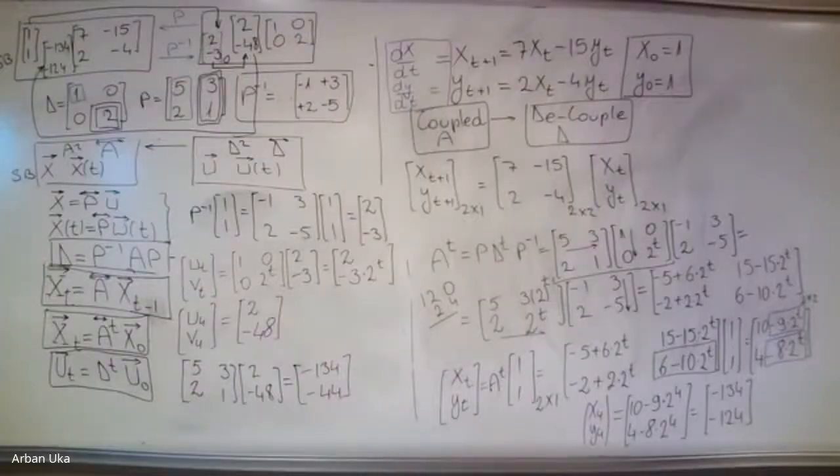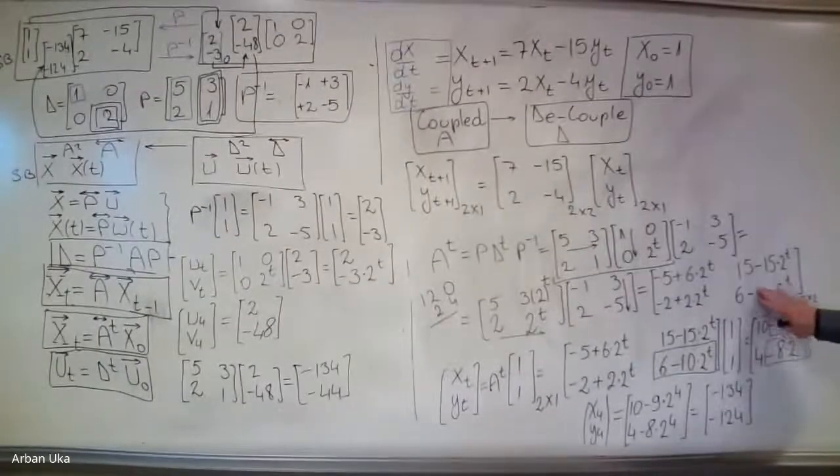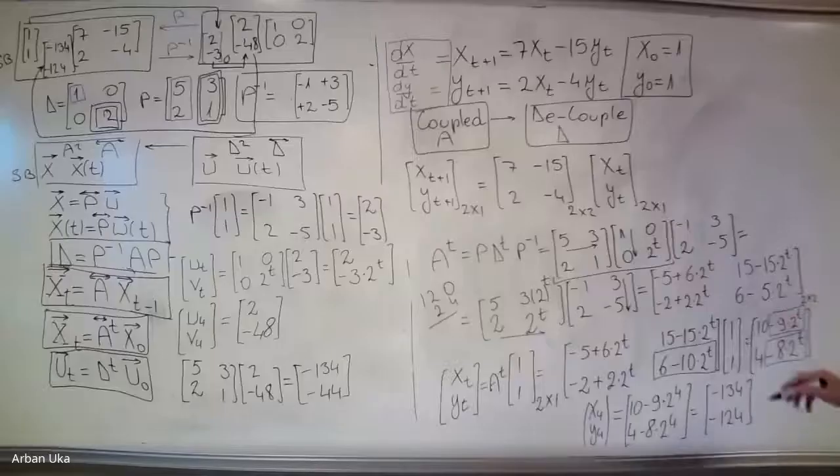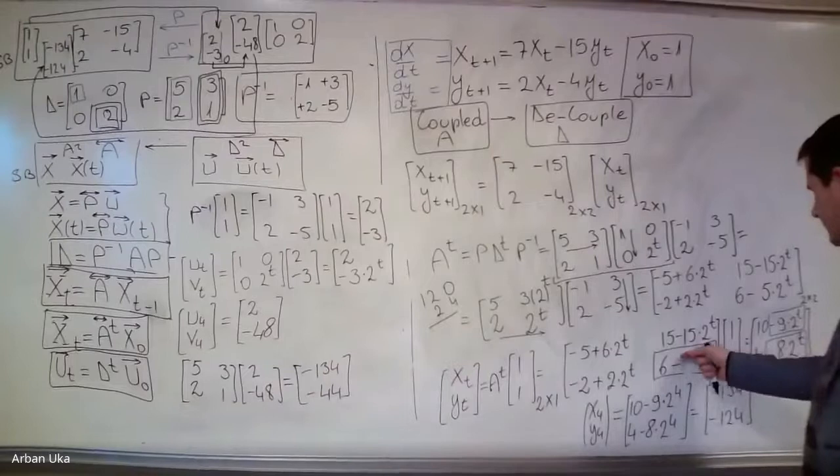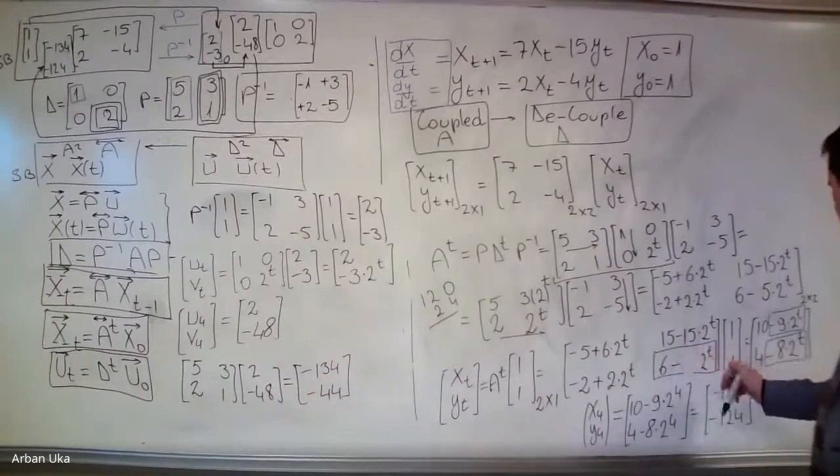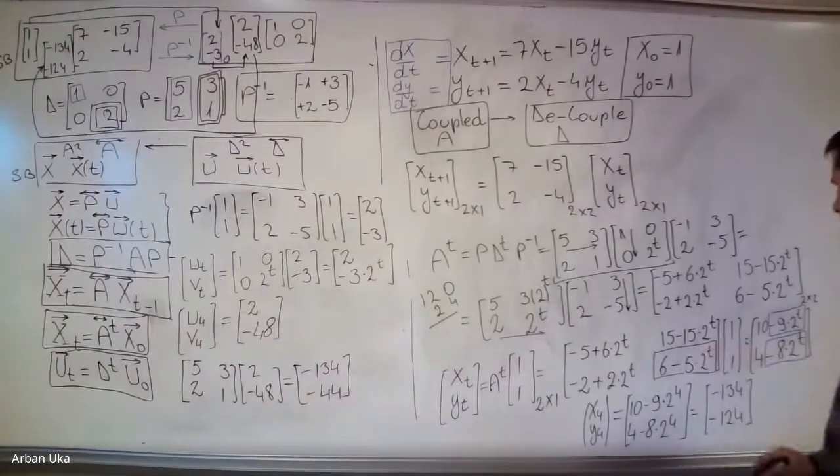2 times 3 and 2 times minus 5. Minus 5. Oh, this is minus 5. Okay. This is minus 5. Right. So this is, oh, okay, okay. So this is 6 minus 5 times 2 to the power t.